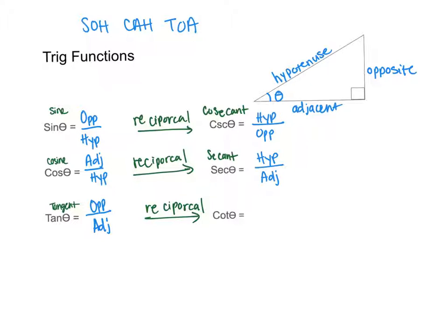And then last but not least, we have the cotangent. And the cotangent is associated to the tangent as the adjacent over the hypotenuse. Alrighty, so that's all your 6 different trig functions. We'll talk more about these later because you will need to be able to use them for your project later on. So let's do some example problems together.